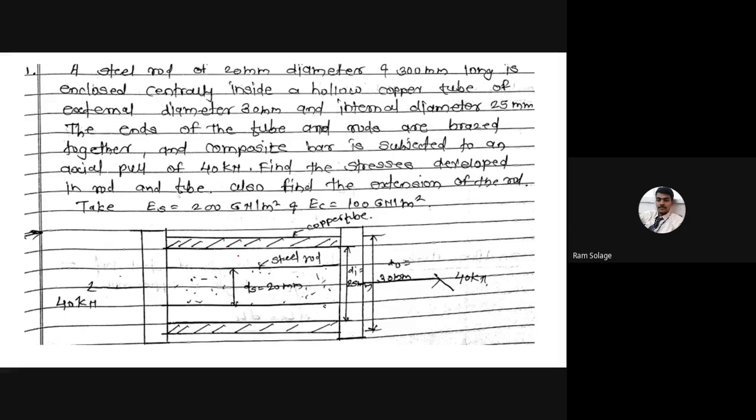Draw the diagram. I will read the problems. A steel rod of 20 mm diameter means what? We have observed that one is a steel rod and the diameter given, 20 mm, is the value of ds, the diameter of the steel rod, correct? And 300 mm long means what? This is the length of the rod.